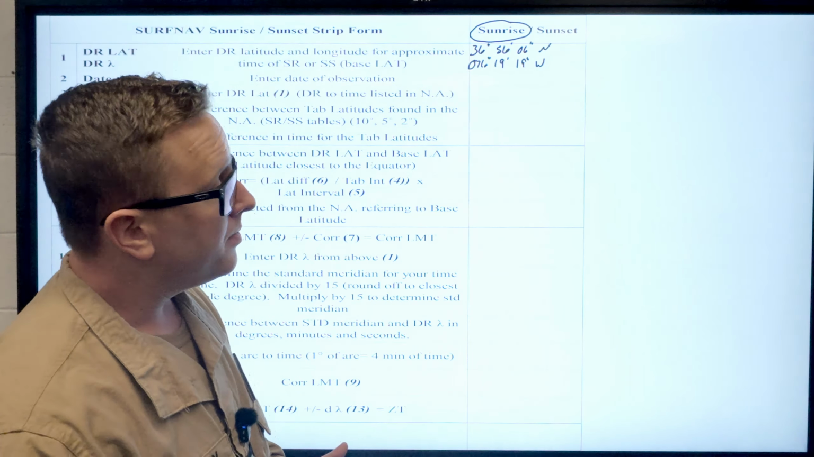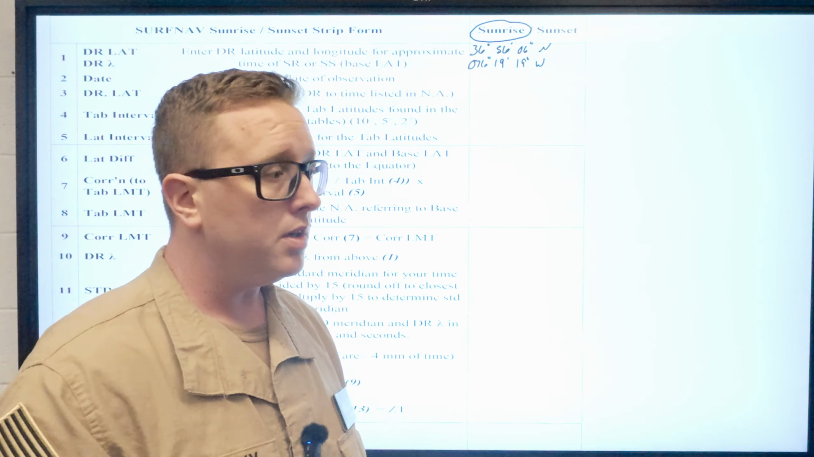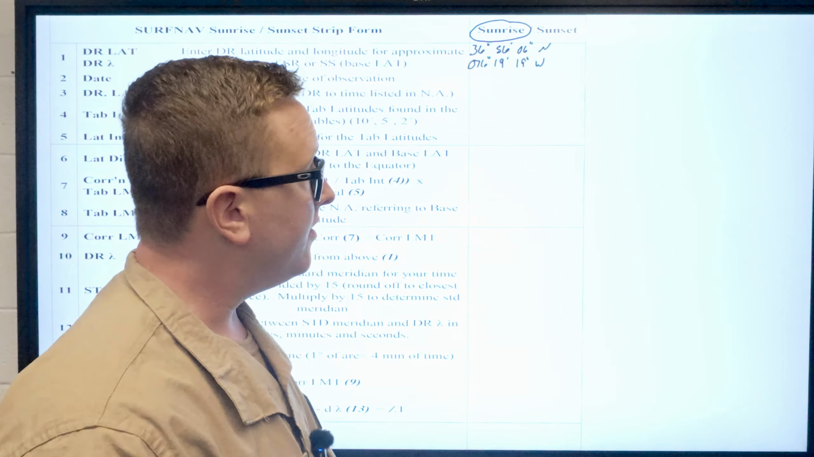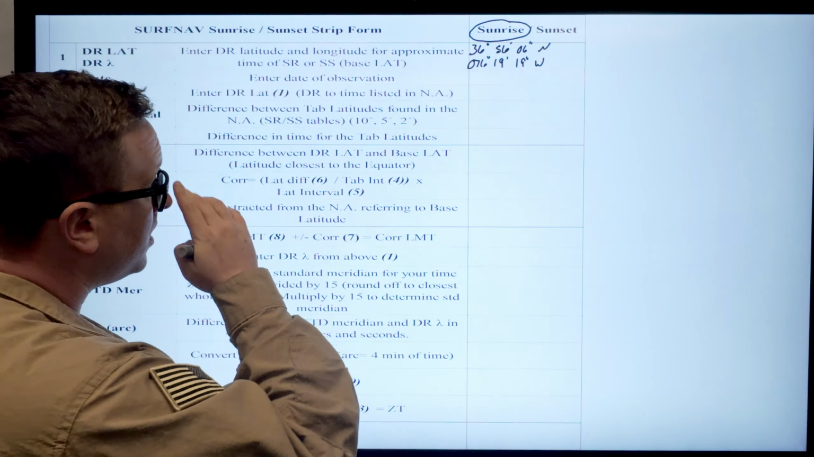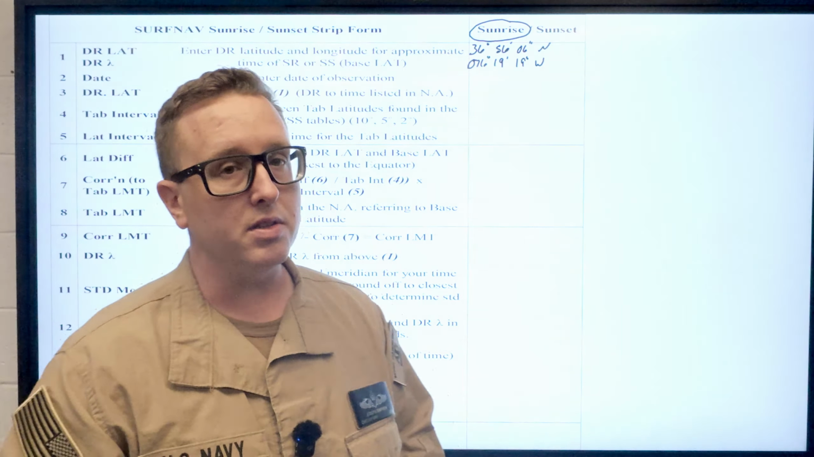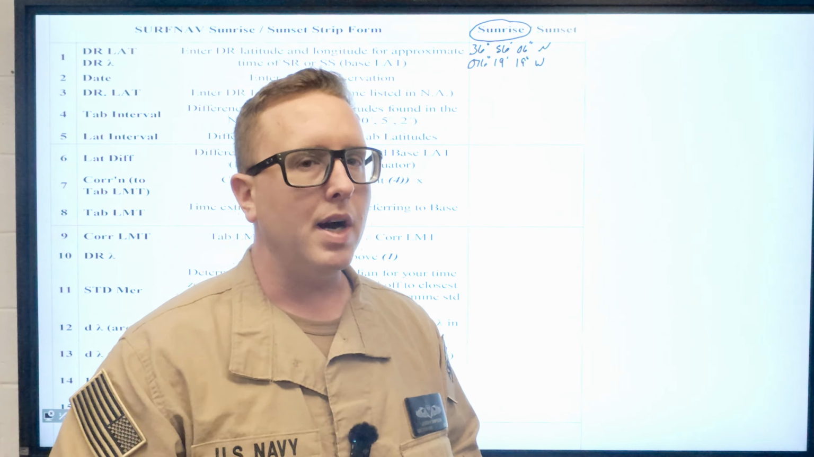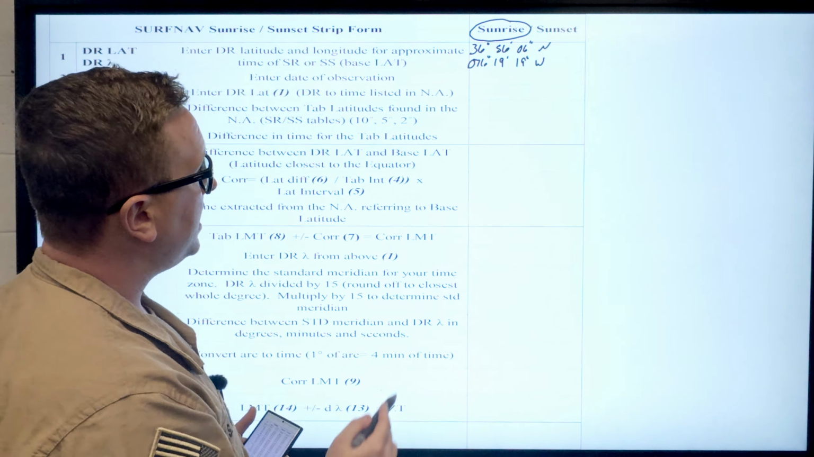This is the strip form from SurfNav. They're readily available, especially if your chief or your navigator has been to SurfNav. Just going 1 all the way to 16 on here, we're just going to follow every direction. The good thing about these strip forms is it tells you exactly what to do and where to find it. Already have latitude and longitude.